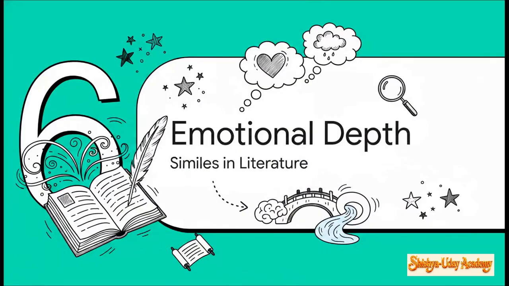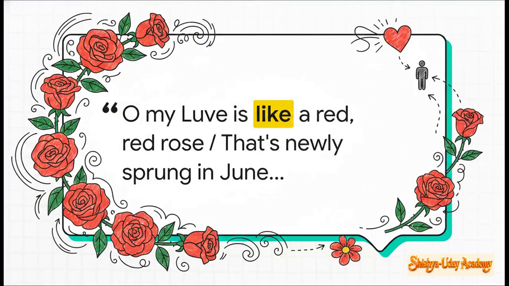Section 6. Enhancing emotional depth. Welcome to the 401 level masterclass, where we're going to analyze how famous authors use similes to generate profound meaning. Listen to Robert Burns. "Oh, my love is like a red, red rose that's newly sprung in June."